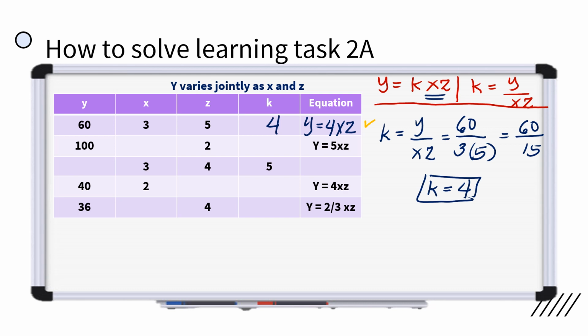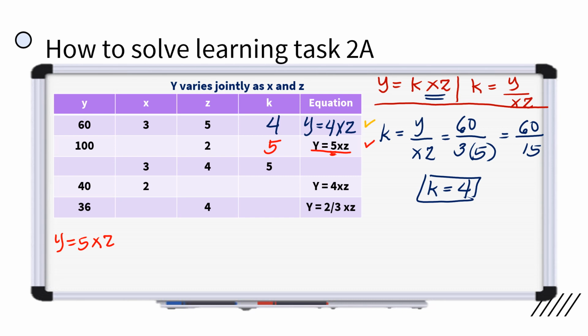Second line, we use color red. Ayan naman. So in this case, ang nawawala naman ay x at k. So ano ba ang una nating mahanap dito? Kuhanin muna natin yung equation na given. Y is equal to 5xz. Sulat muna natin yung constant. Makita natin. Constant is 5. So, k natin ay 5.